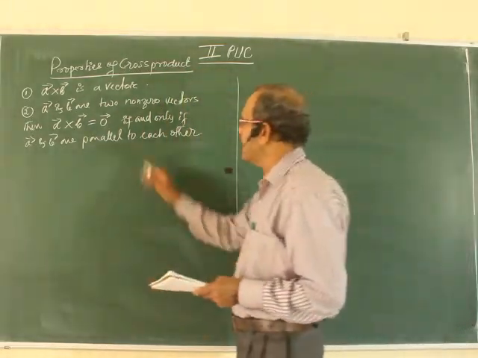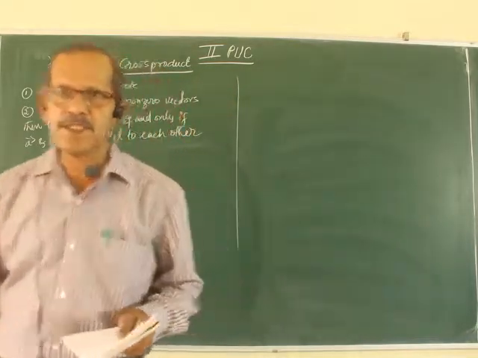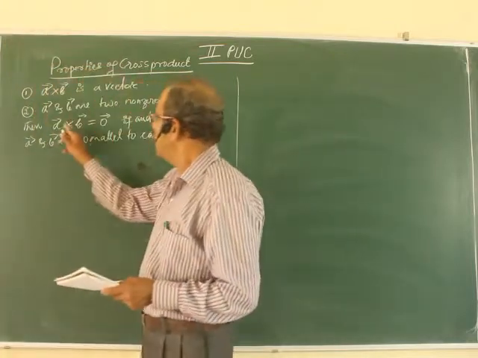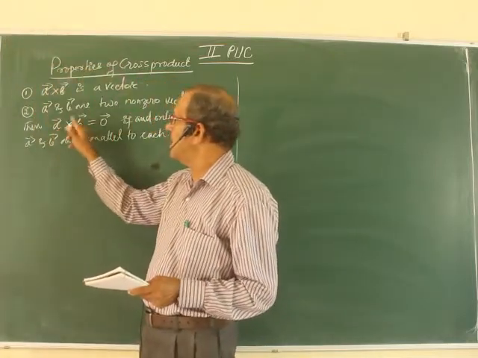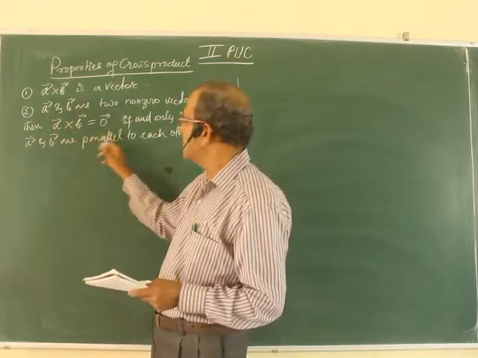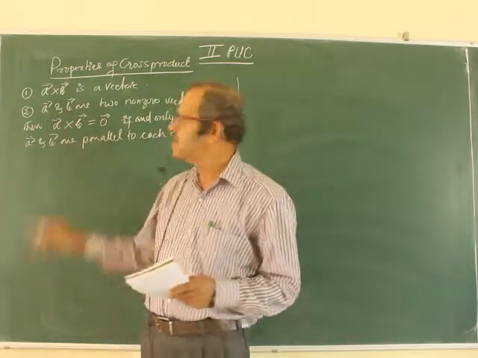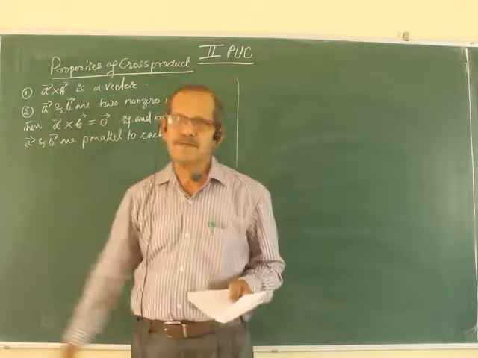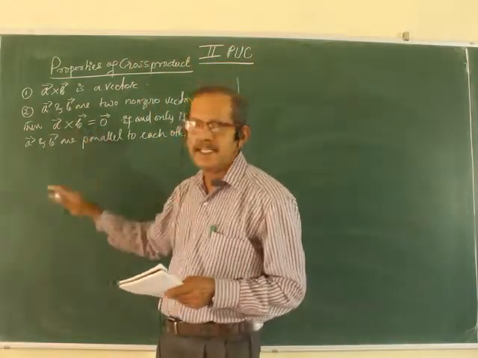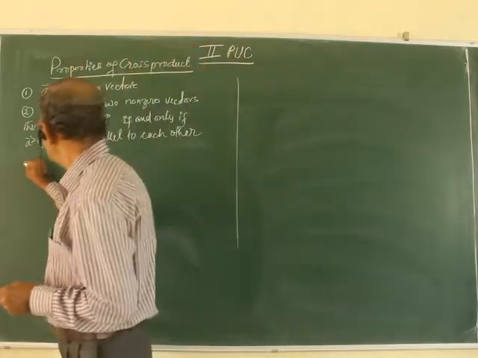If two vectors are parallel to each other, then clearly A cross B will be equal to 0. No more verification is required. Why? Tell me. A cross B means mod A mod B sin theta. If they are parallel, what is the angle between A and A? If they are parallel, 0. So sin 0 is 0. Total it is 0. No more explanation is required here. It is just the formula. Remember it.